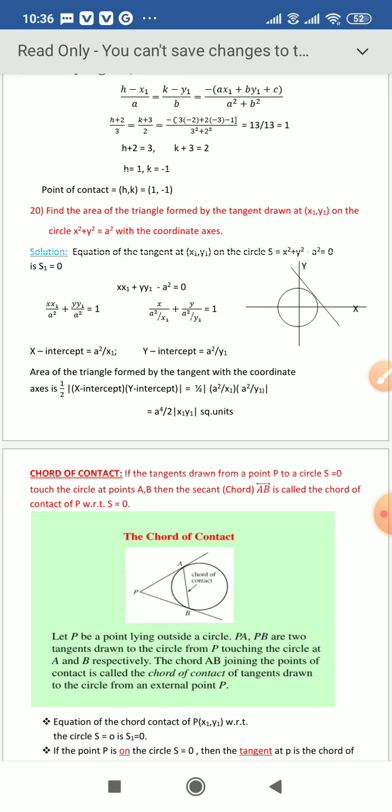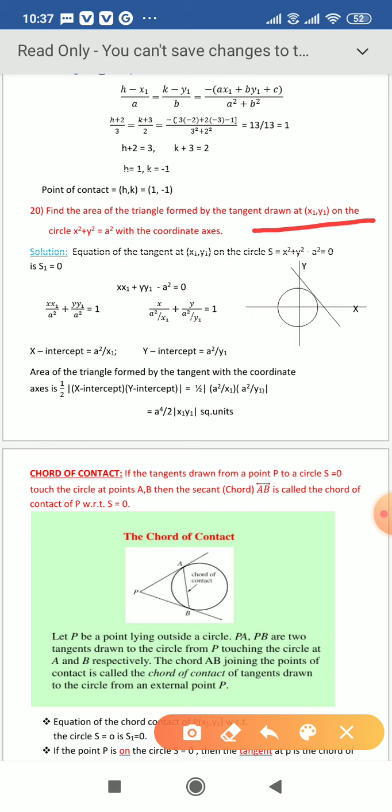Find the area of the triangle formed by the tangent at (x1, y1) on the circle x square plus y square is equal to a square with the coordinate axes. So what we find is the area of the triangle formed by the tangent and the coordinate axes.